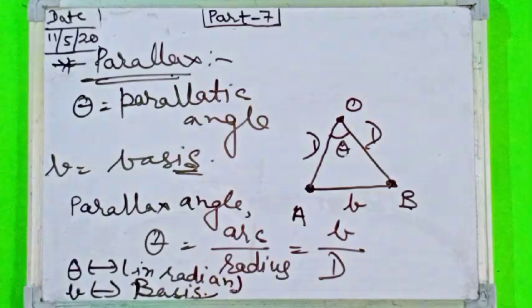So in the next lecture, we will calculate the distance of the planet from the Earth. After that we will calculate the size of the planet. Then we will discuss two other indirect methods, the Kepler method and the Copernicus method, and after that the triangulation method, then the laser method and other indirect methods for the measurement of distance.